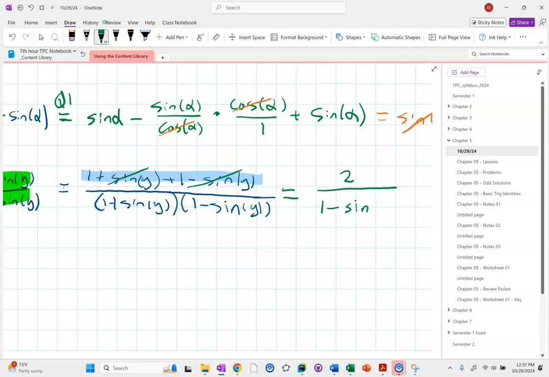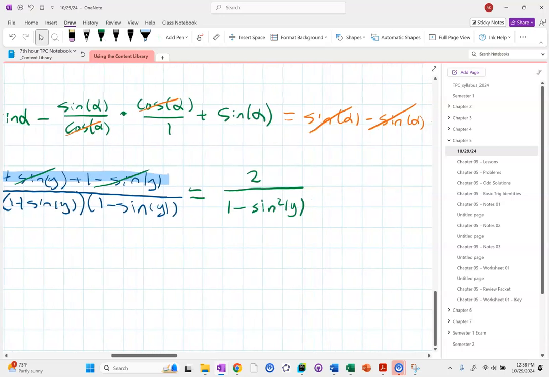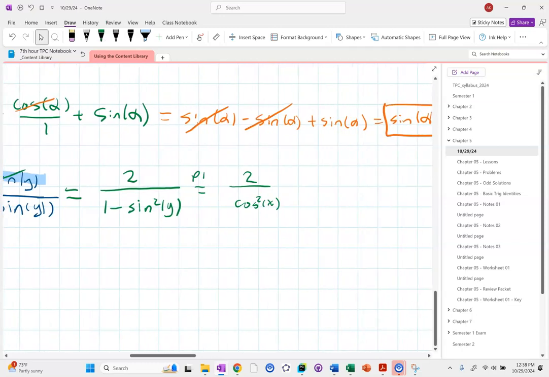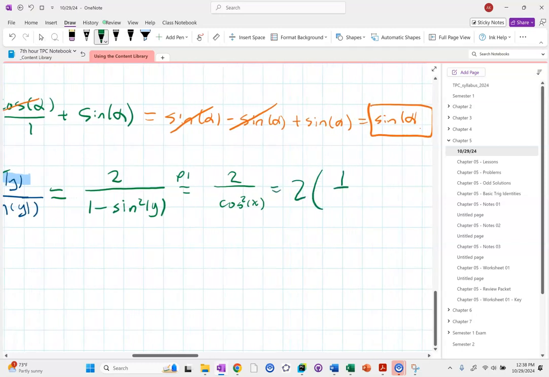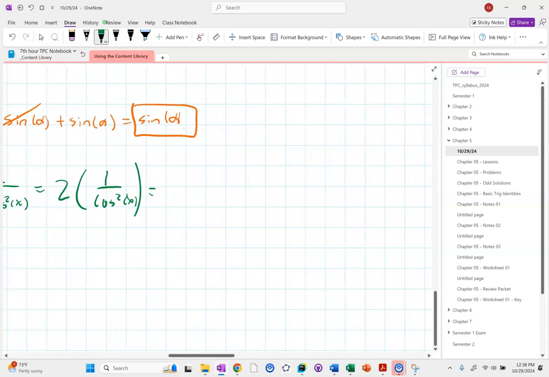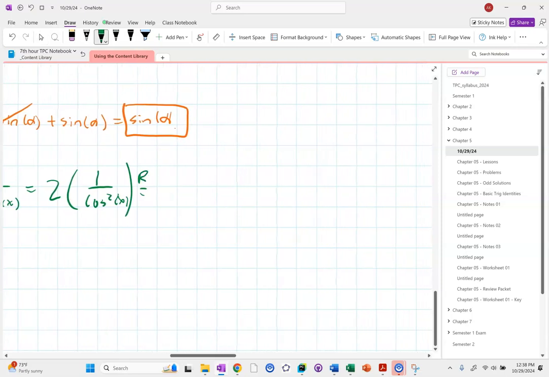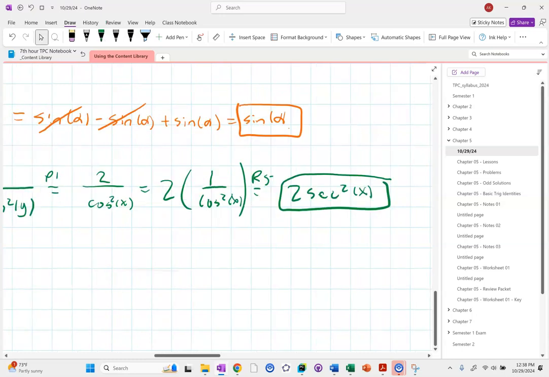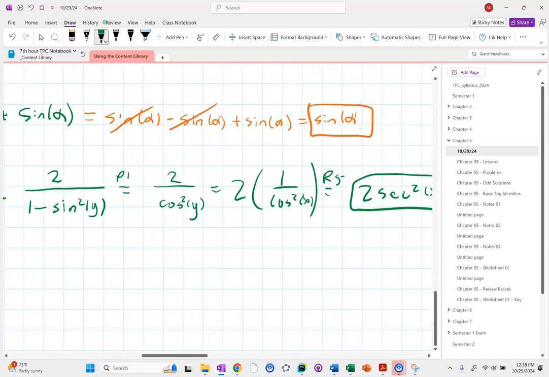So when I FOIL that out and I combine like terms, I get 1 minus sine squared. That is P1. 1 minus sine squared is cosine squared. And if I think about this as like 2 times 1 over cosine squared, 1 over cosine squared is, I can use R2 on that, nope, R5 on that, and that is secant squared. Except I think somewhere along the line my y's I wrote as x's.